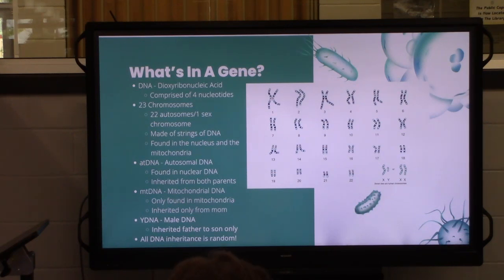Mitochondrial DNA only comes from mom, and that is important because that tells us how we can track generations of genetic information, and it also tells us about various different health and genetic traits and carrier statuses and things that may come from mom versus from dad, right? So we're going to talk a little bit about how that works here in just a second.